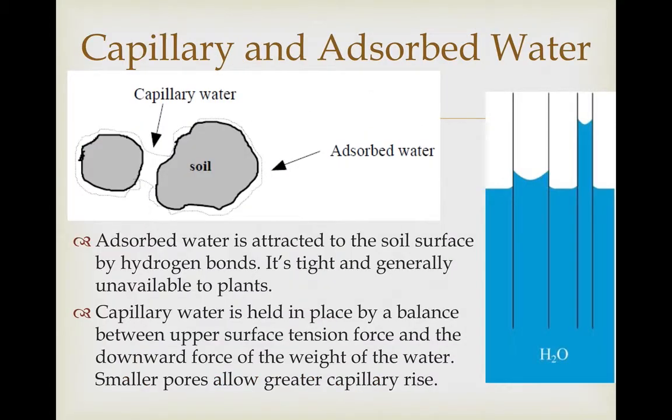So you've seen this slide before as well, but reminding you about the difference between adsorbed water, which is held to the soil by hydrogen bonds, and generally plants can't get at that. In slightly larger spaces between the grains, that's where you get the capillary water. And this is an example of two capillary tubes. The amount of capillary water we can store is a function of the size of the pores. So smaller pores allow more capillary rise, and if you get to really big pores, say up here, then that's where you're going to get the gravitational drainage happening.